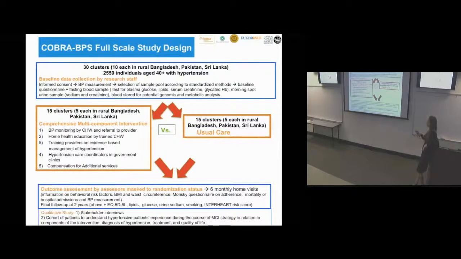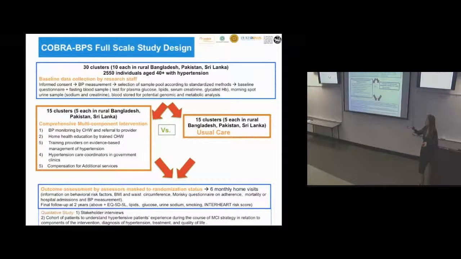this is what we've come up with as a full-scale study. Based on what I've discussed with you, we have the strategies: BP monitoring by community health workers and referral to provider, home health screening by trained community health workers, training providers on evidence-based management of hypertension, care coordinators in government clinics, and we've also added compensation for additional services, because this was a strategy that they suggested. And so this is the package intervention, which we are now testing.